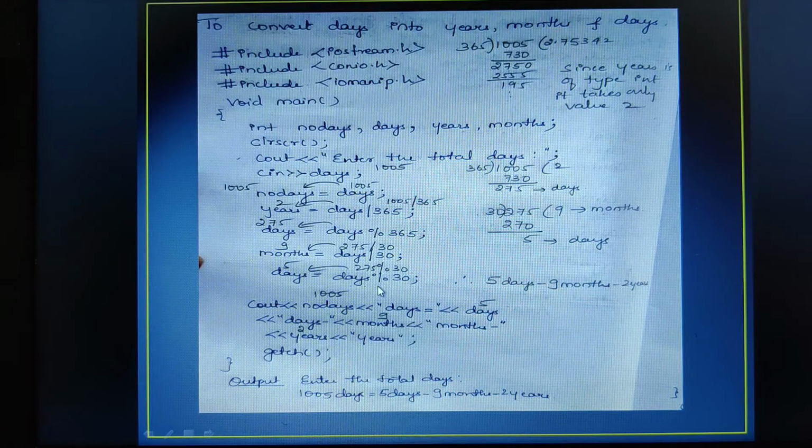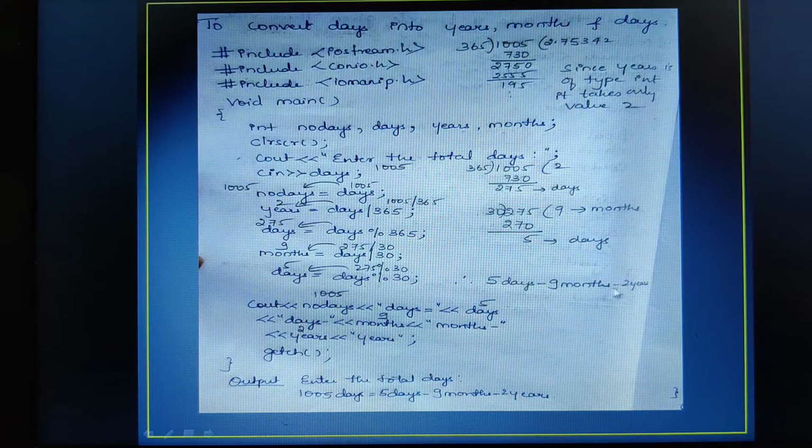Followed by how to calculate the number of days then? So days mod 30. Days is how many? 275 mod 30. When you do 275 mod 30, 30 nines are 270, and how many days are remaining? 5 days. So the days are 5 days. In 1005 days I got 2 years, 9 months, and 5 days. So this is how you need to get the output.